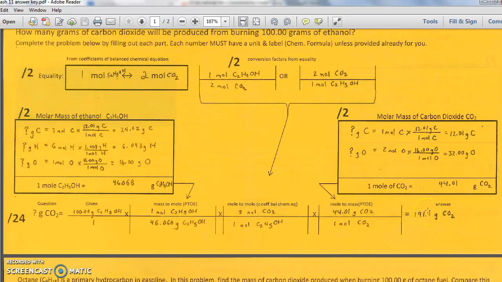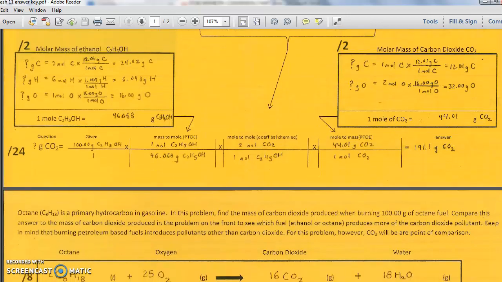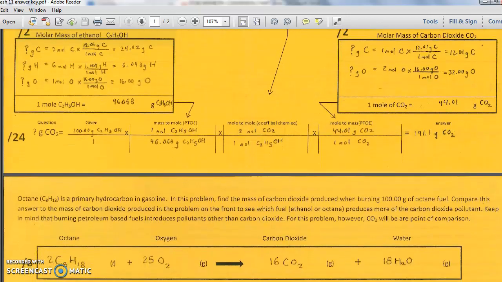I'm trying to find out which one produces more pollution. So in our second video, we will take a look at how many grams of CO2 would be produced by burning 100 grams of octane. Oct means 8, so that formula would be C8H18. We'll take a look at this one in the next video.